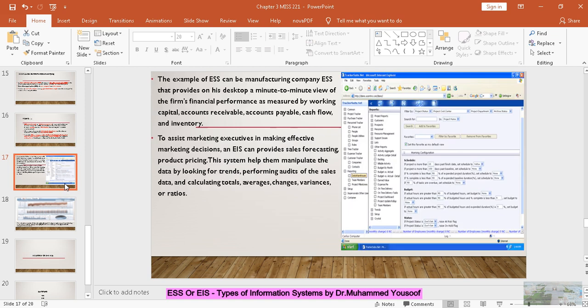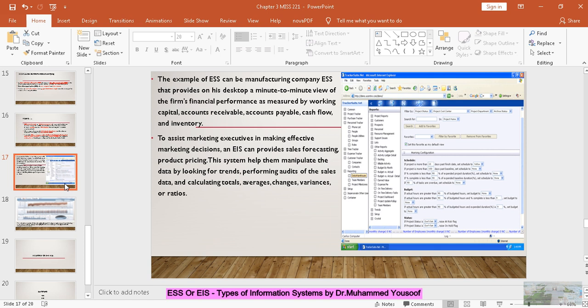Now I am going to the next one. The next one is the example of an ESS for a manufacturing company on his desktop. For example, I am having a manufacturing company. I want to know what's happening with my manufacturing schedule, because you always get an order, you have to manufacture and send it to the customer. So as an example, he wants to know what is happening every minute, like the financial performance with working capital, accounts receivable, cash flow, inventory. There are many things he is monitoring.